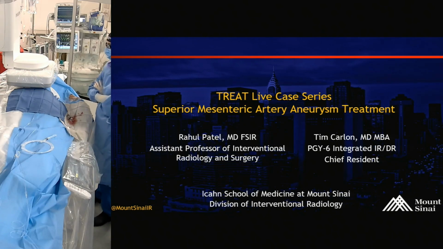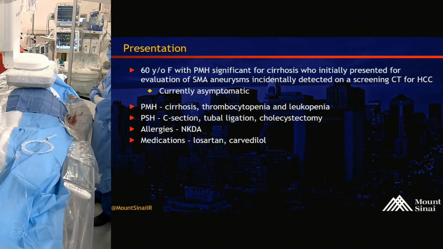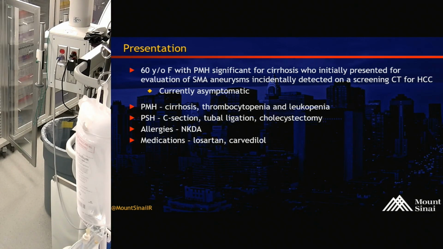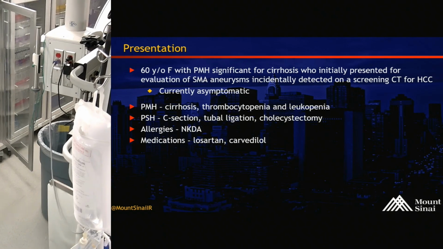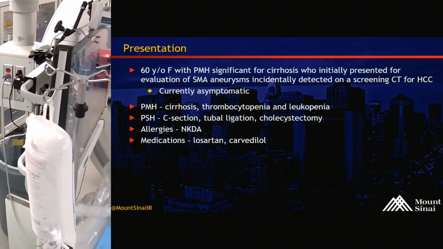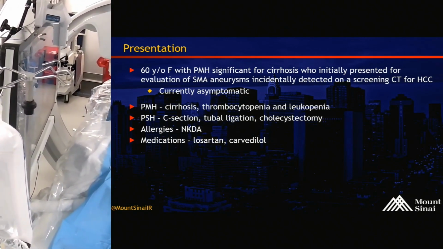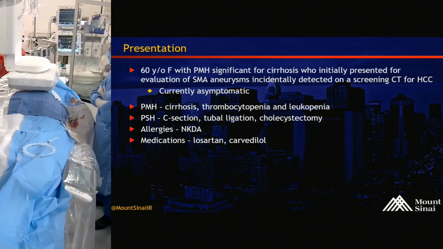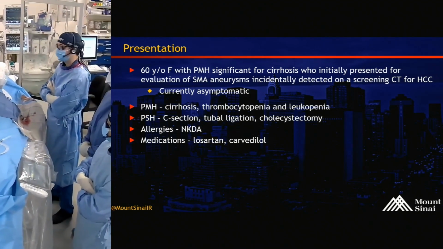All right. So this is just a quick introduction to this case of some superior mesenteric artery aneurysms. On the table, we have a 60-year-old woman whose past medical history is significant for cirrhosis, as well as thrombocytopenia. She initially presented after she had a screening CT for her liver disease and was found to have multiple SMA aneurysms. She did not have any associated symptoms. Surgical history is relatively non-contributory here. No known allergies, and she's on just standard medications.